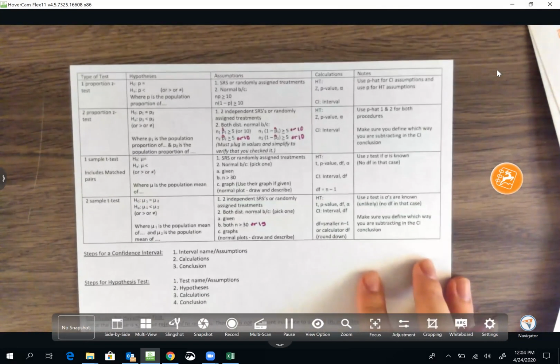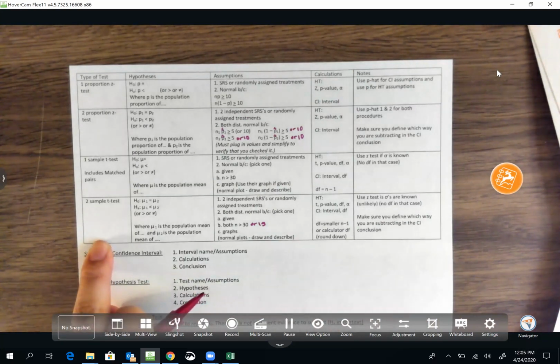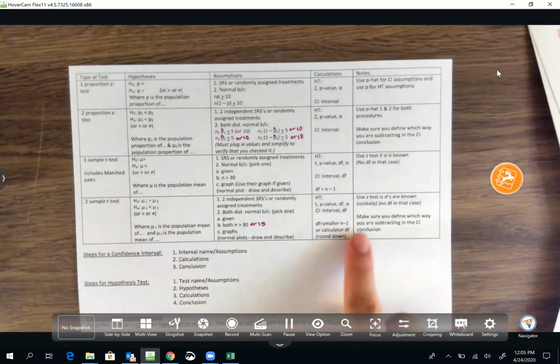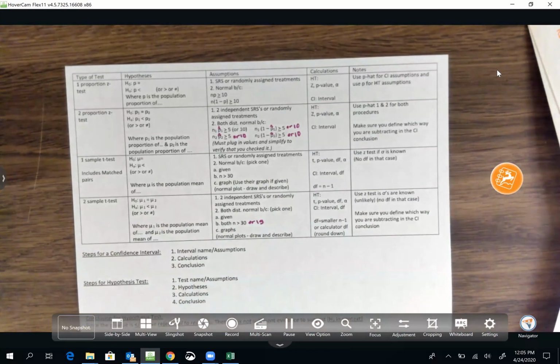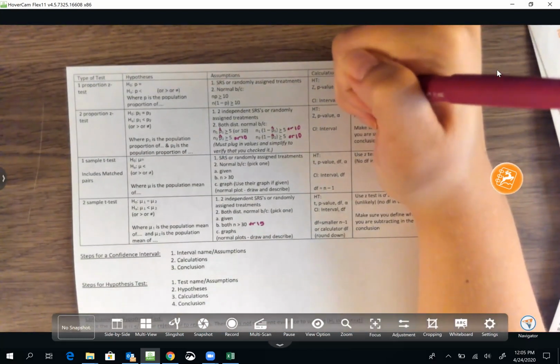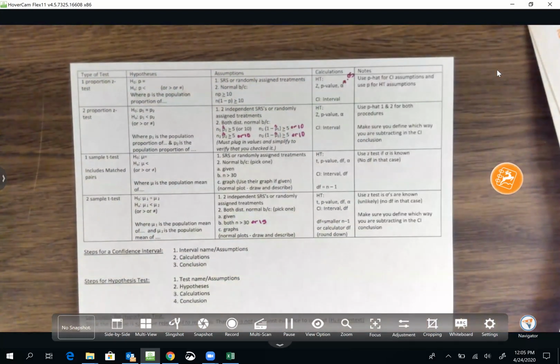And then for your calculations, it's all done in the calculator as long as you write the name. You don't have to show the work. So make sure you write the name of your procedure, your hypotheses, your assumptions, and then these are the numbers you need for your calculations. Remember, alpha is 0.05 unless otherwise stated. And that's true for all of the tests.